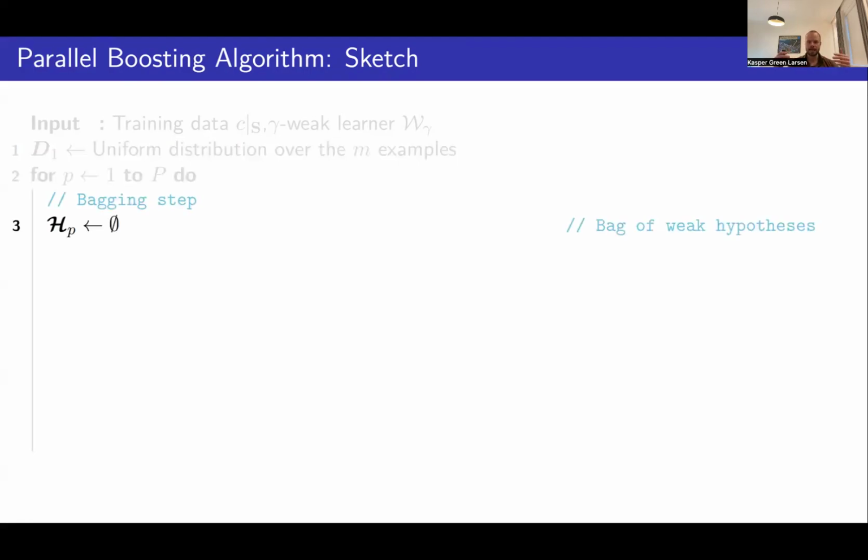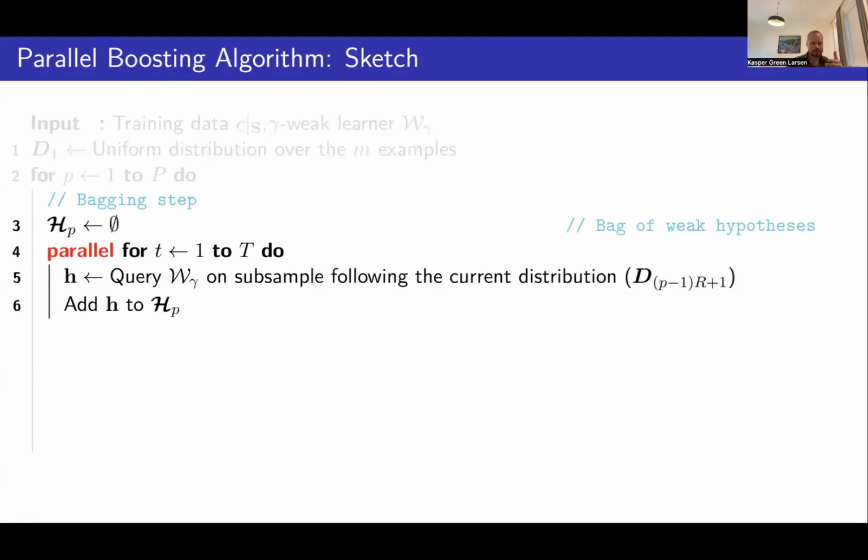So we're going to construct a bag full of classifiers or weak hypotheses. We're going to train T of them in parallel. Each of those we're going to sample from the current distribution. We have a parameter R that allows us to skip several rounds. So we have some distribution now, the one denoted here by D sub P minus 1 R plus 1. That's the current distribution. We sample from it and train a classifier on the subsample, and we do this T times in parallel.